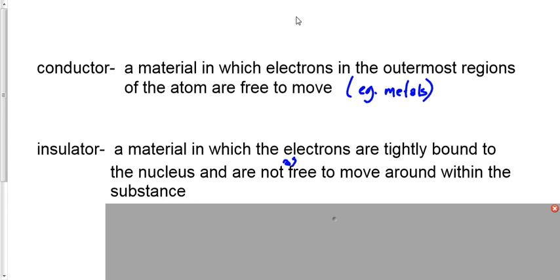So it's a material in which the electrons are not as tightly bound to the nucleus. They're not as free to move. Some examples of this would be plastic, rubber, and so on. Non-metals, right?